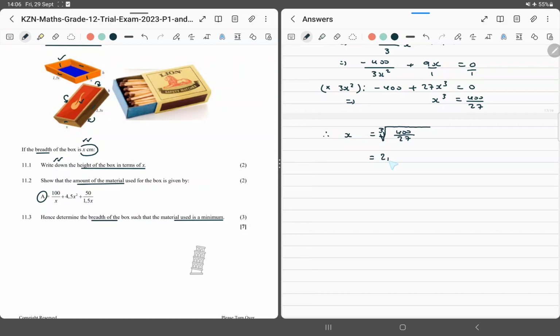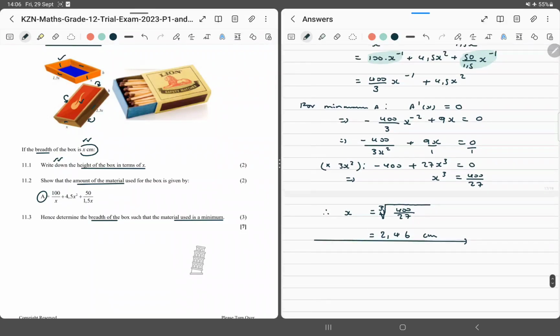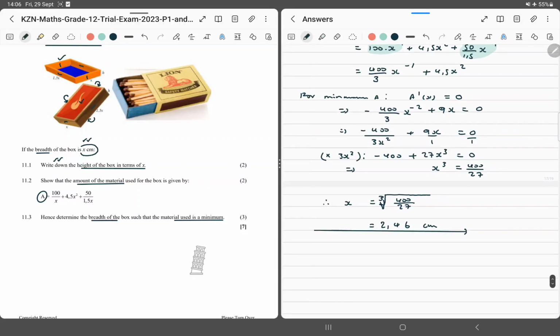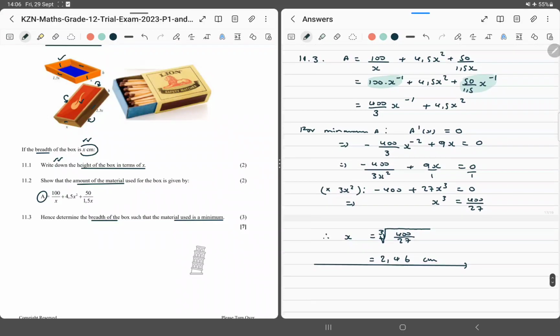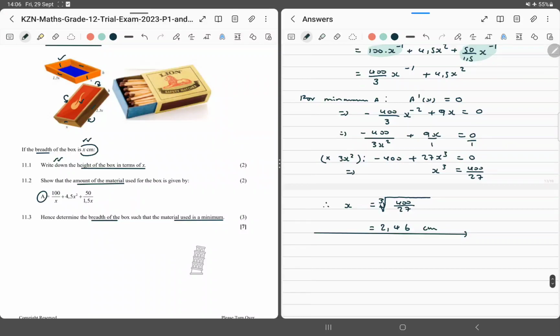I'm getting 2,46 centimeters. Can you see? We've sorted the bread. So guys, here again, you have to be meticulous. They were fighting you for just 3 marks. So essentially, this derivative is important, and equating it to 0 is important in the final answer.